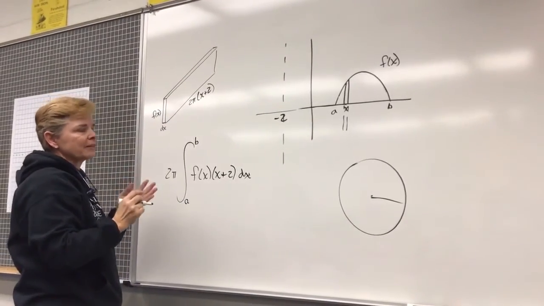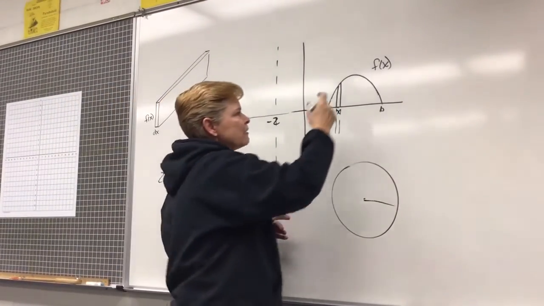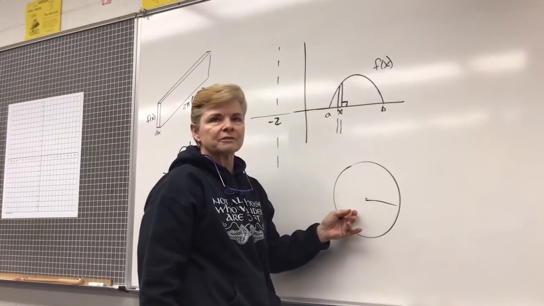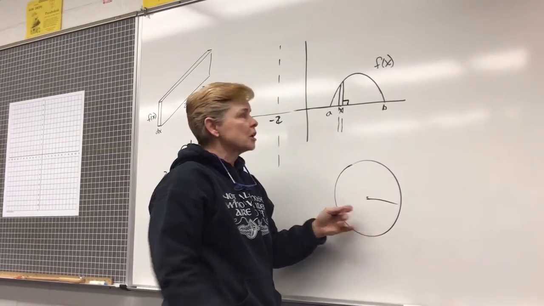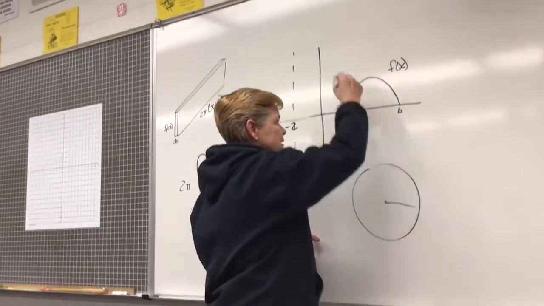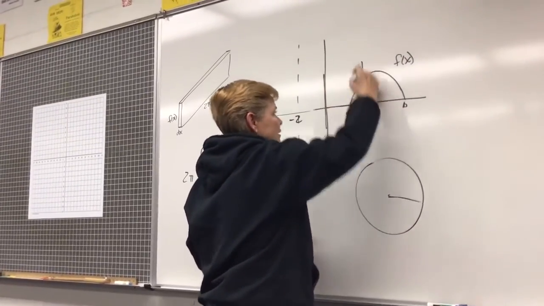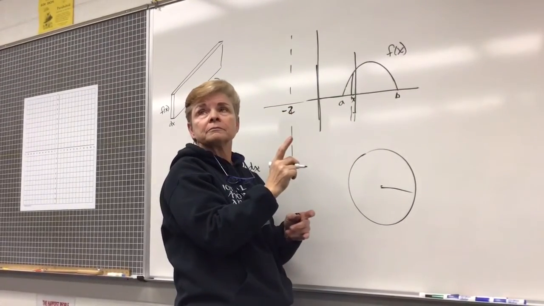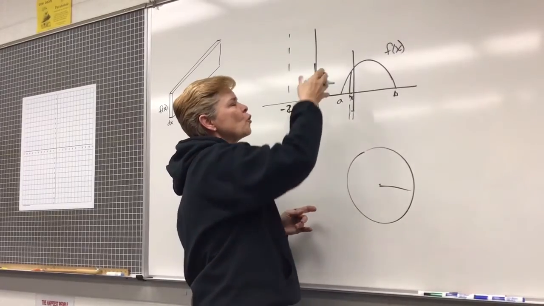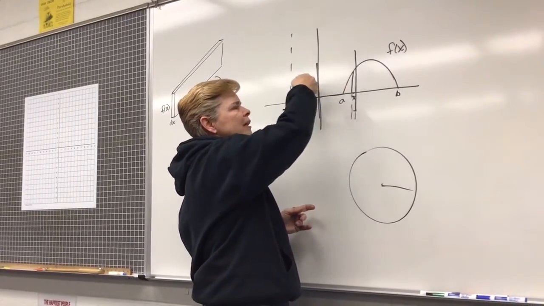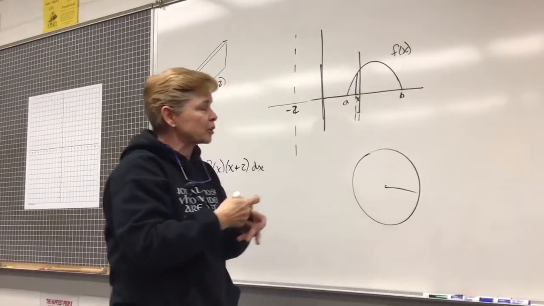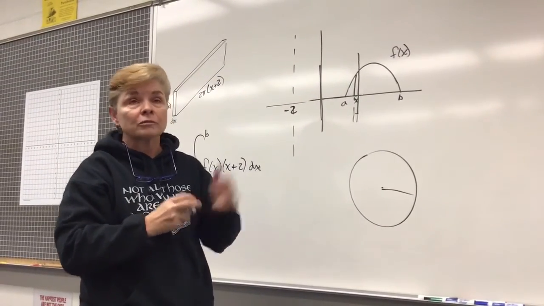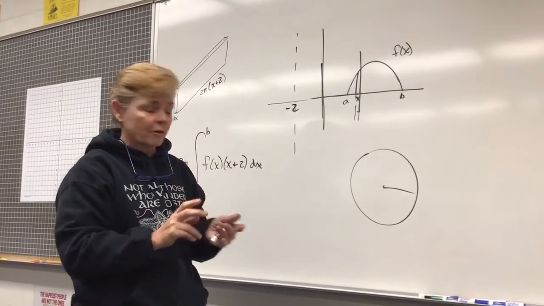It's a totally different method, and here's how you tell the difference. If your slice is perpendicular to your axis of rotation, you use one of these. But if your slice is parallel to the axis of rotation, you use shells. So it has to do with whether your slices are parallel to the axis or perpendicular. Perpendicular is disks and washers. Parallel is shells. Okay, you see it?